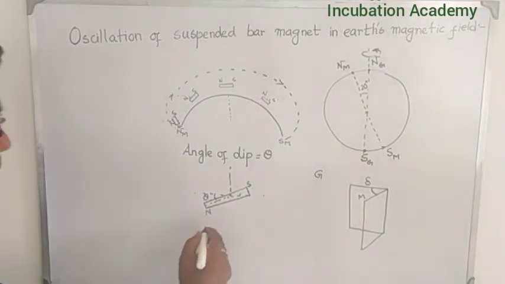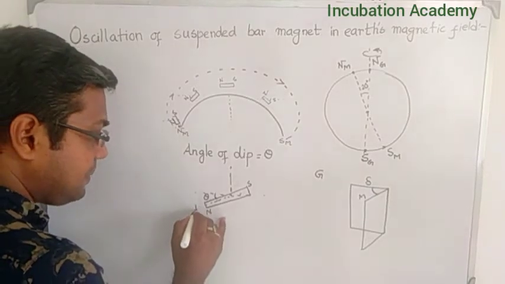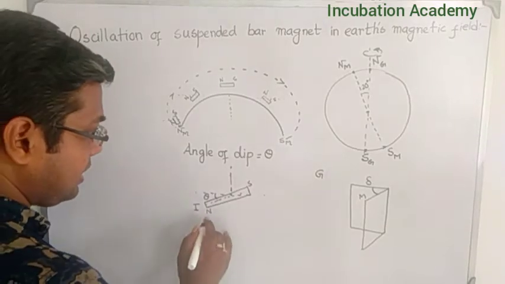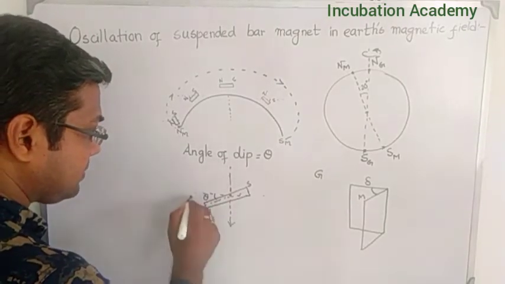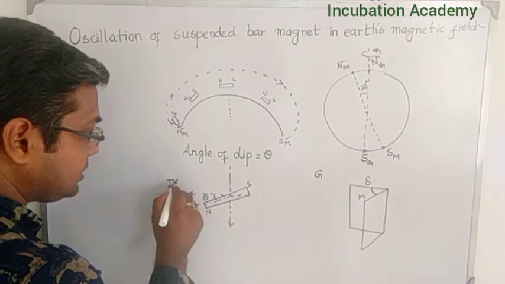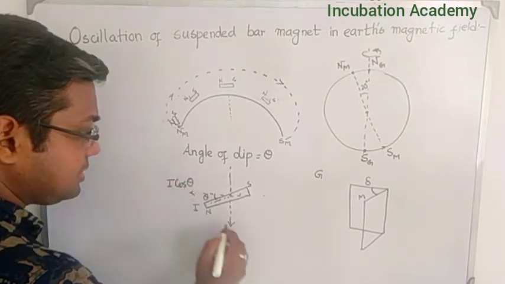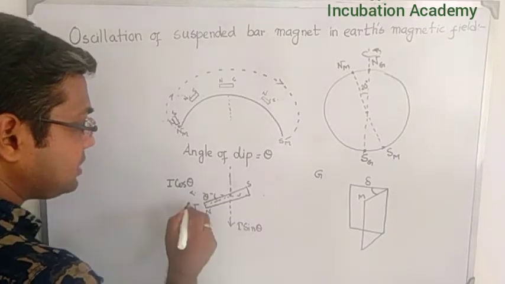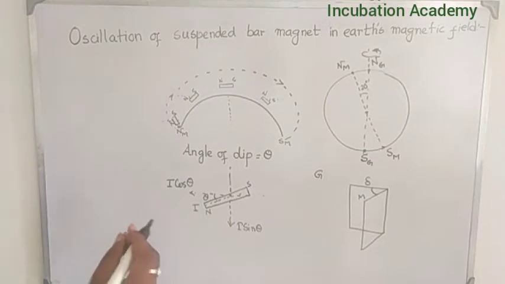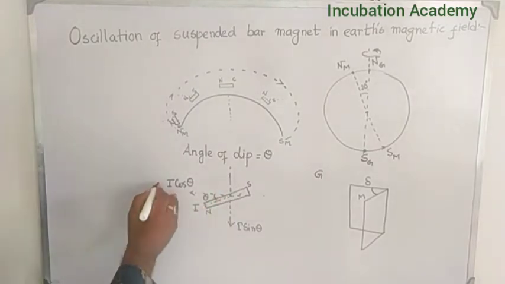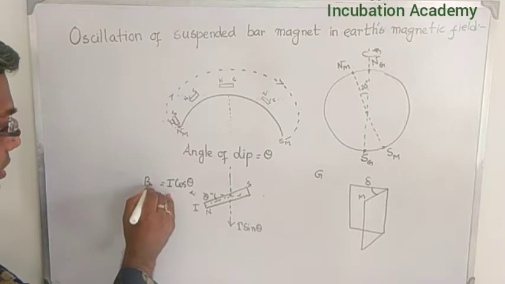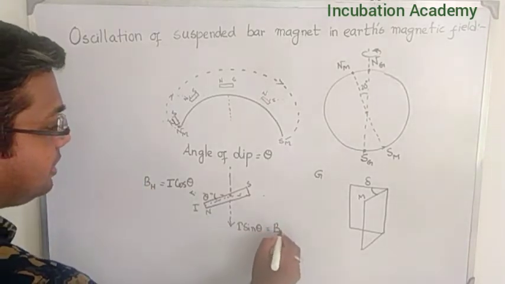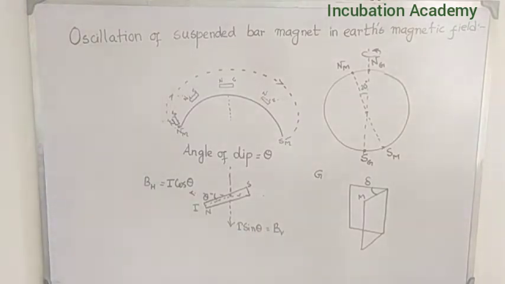If I say this is the capital I, or the magnetic strength, then it has two components. One is along the horizontal, that is I cos theta. Another is along the vertical, that is I sin theta. So the magnetic field of the magnet has two components. This is called the horizontal component of the magnetic field of this bar magnet, and this is the vertical component of the magnetic field of this bar magnet.